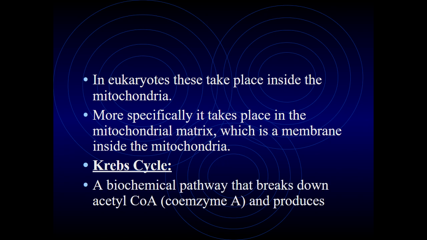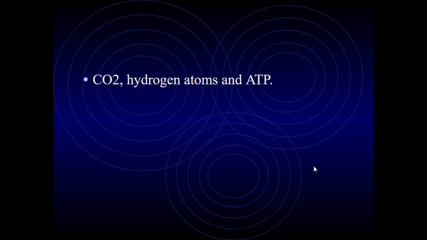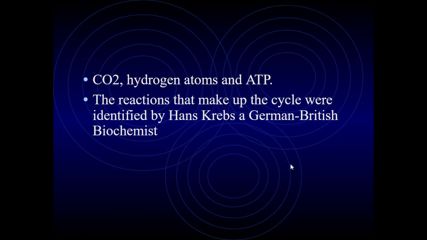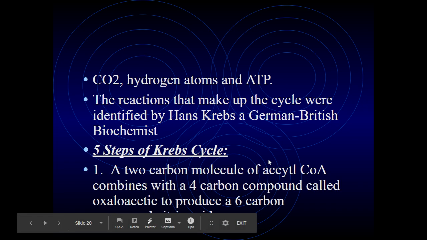Krebs cycle, this is a biochemical pathway that breaks down acetyl coenzyme A. It will produce CO2, hydrogen atoms, and ATP. So CO2 is a byproduct that will be wasted. The reactions that make up the cycle were identified by Hans Krebs, a German-British biochemist. It is a 5-step cycle.